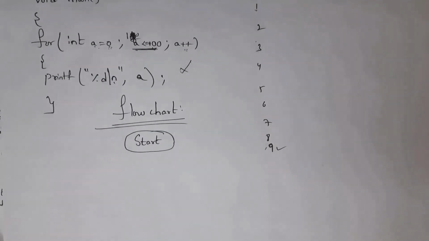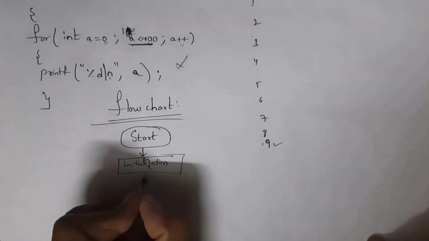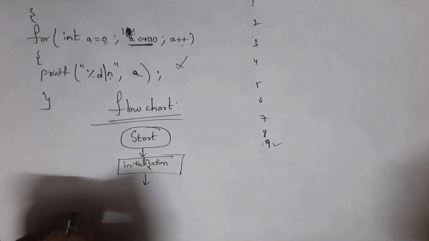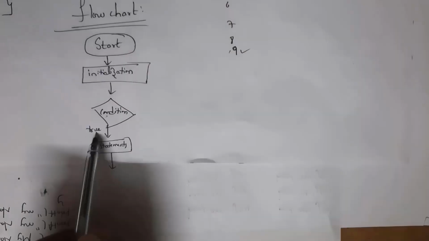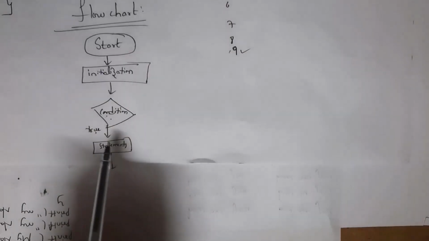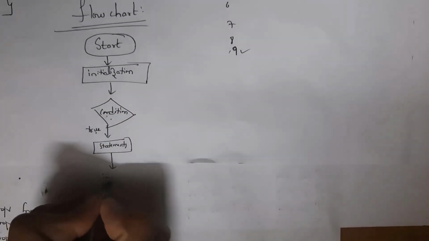At first you need to write start. After that you need to initialize a value to a variable. So you need to write the initialization in a rectangle. After that you need to give the condition. I already said before, you need to give the condition in a rhombus. So give the condition in a rhombus. Until the given condition is satisfied, statements will be printed. Whenever it prints statements, it will increment the value. So write here the increment or decrement operator in a rectangle.